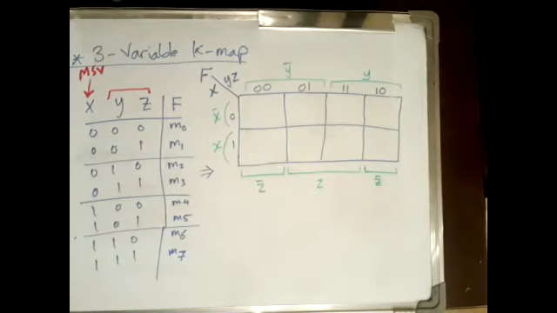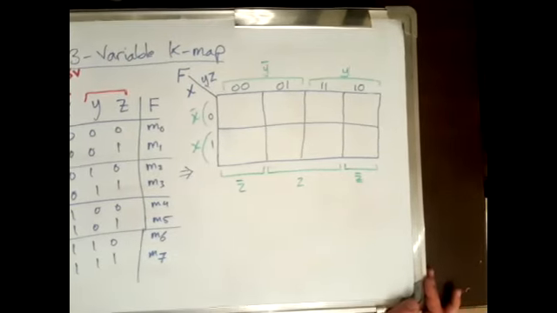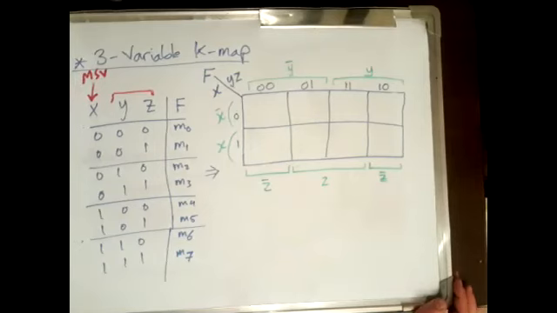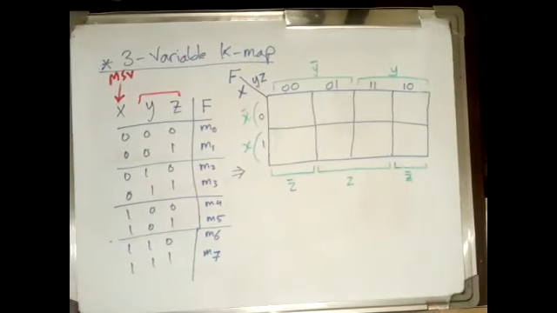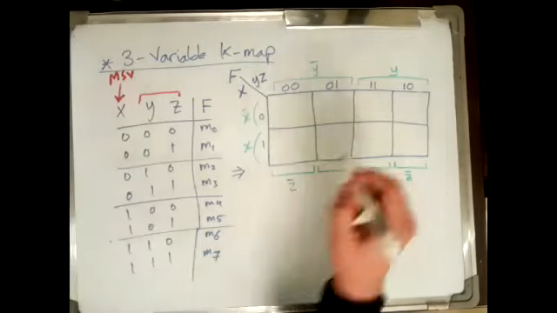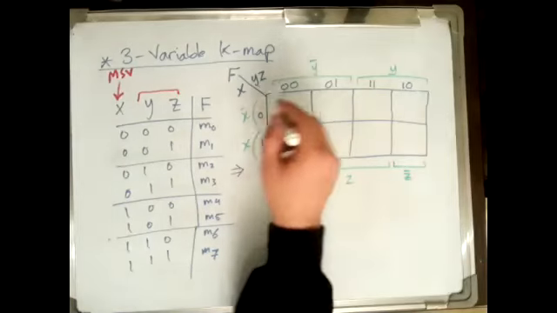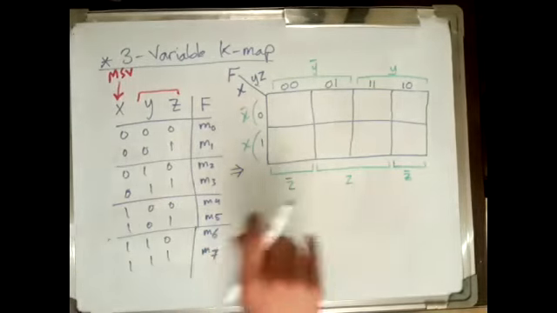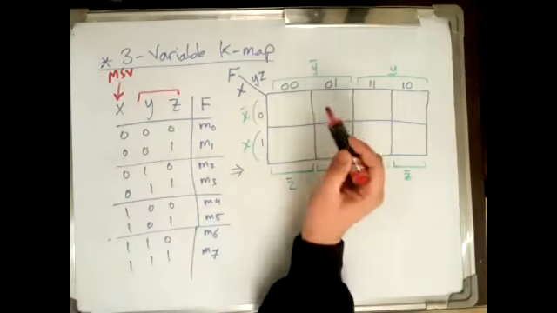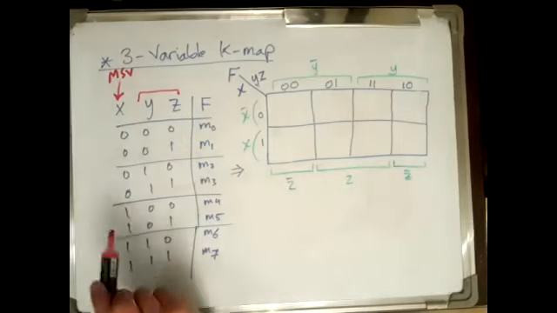Okay, so this is the basic structure of the three variable K-map. Still, the map is drawn in 2 dimensions, but we used it in a way to allow 3 variables to share it. So let's try now to figure out which of these squares corresponds to which of these min-terms or these rows in the truth table.